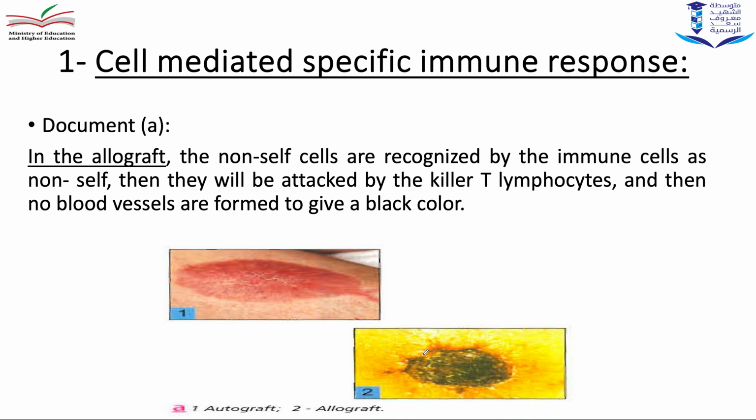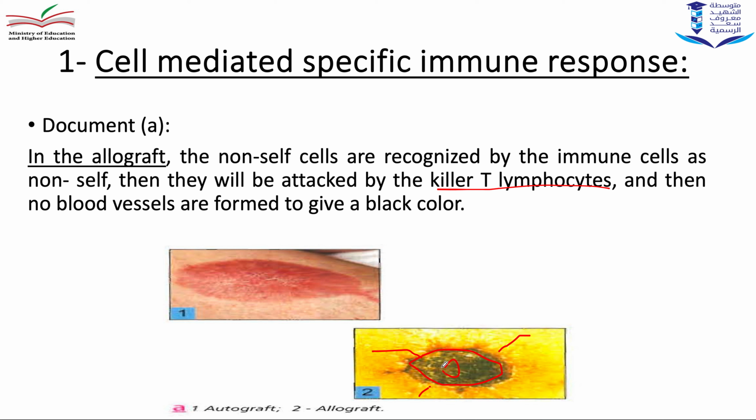Now we want to talk about this allograft. This allograft comes from another person or another individual having different MHC, so it will be recognized as non-self, and at the end it will be attacked by the killer T lymphocytes and no blood vessels will be formed, and this leads to the destruction and killing of these cells and having a black color. The blood vessels will not enter, so they stay outside. This cell is not allowed to be nourished, so it will die.